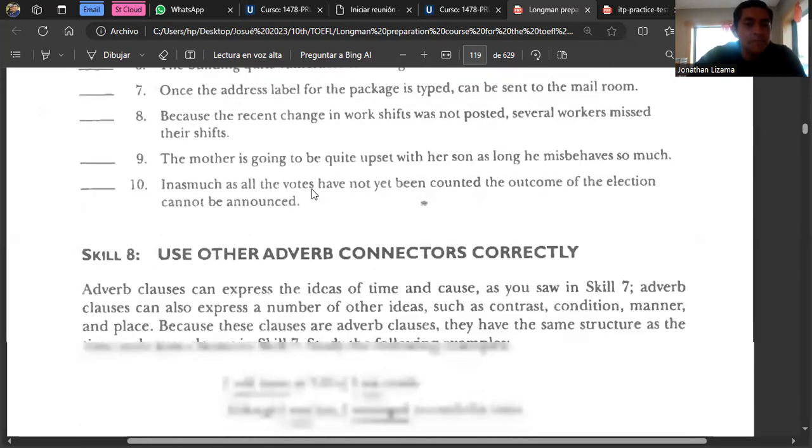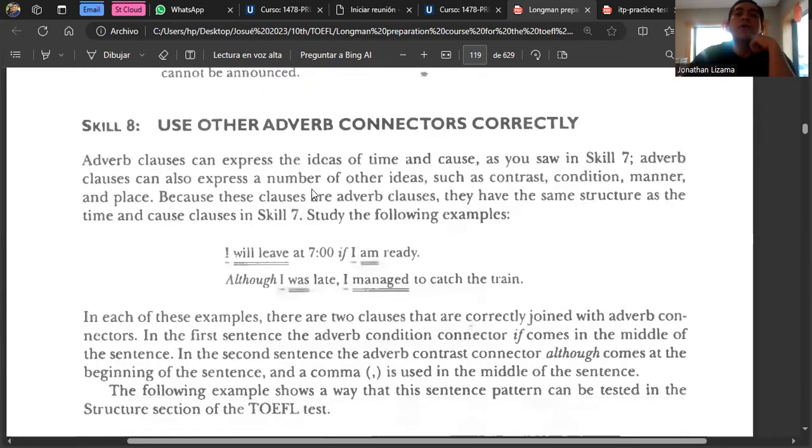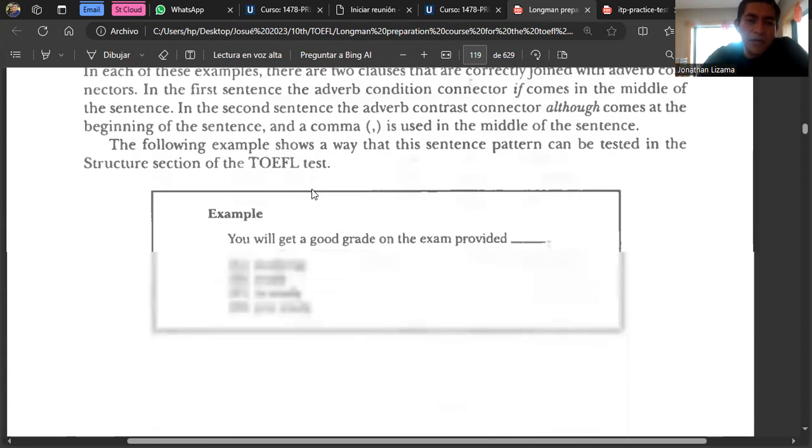Let us see. Use other adverb connectors correctly. It's the same situation. Here you find if and although, two different connectors with the same function as the previous skill. You can write the connector in the middle and you don't need any comma, or you can write it at the beginning. I mean, you need the comma, sorry. Exactly.